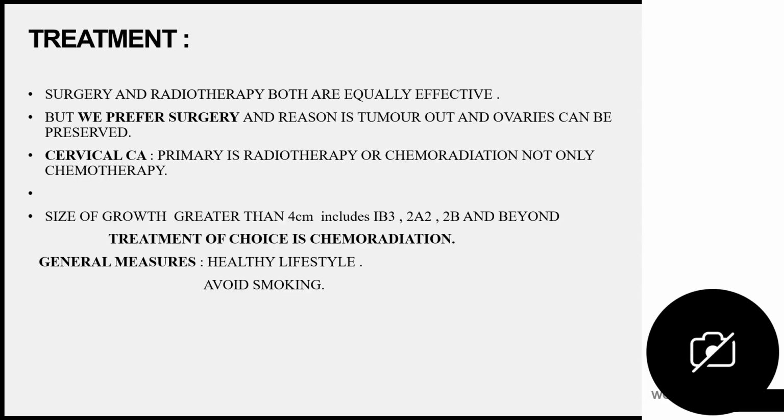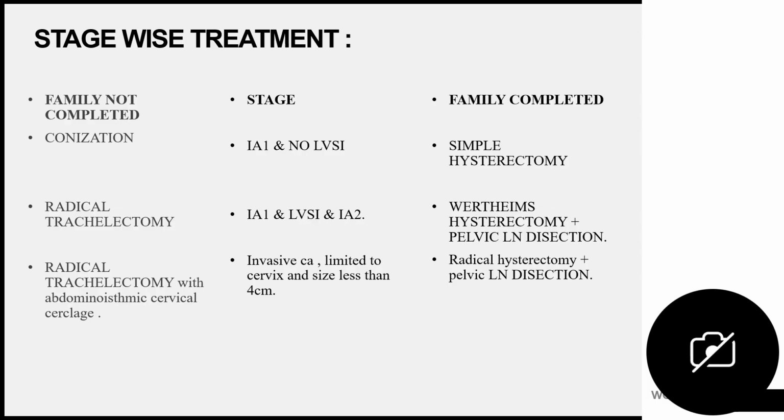Size of the growth greater than 4 centimeters. That includes 1B3, 2A2, 2B and beyond. For all these, when the size of the growth is greater than 4 centimeters, the treatment of choice is chemoradiation. Also, general measures: we advise a healthy lifestyle and tell the patient to avoid smoking.